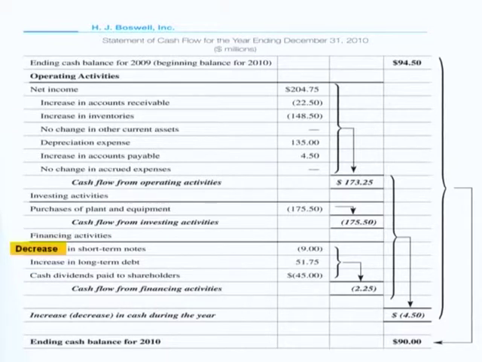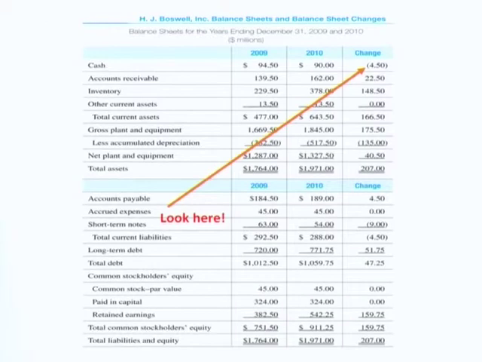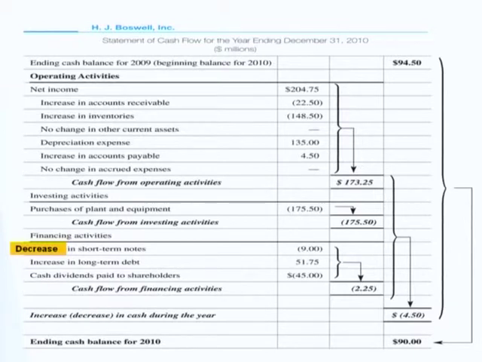So you take the three activities together and sum it up, you get the net increase or decrease in cash during the year of negative 4.5, which is the right answer. You see negative 4.5 is the change of the cash balance. So you constructed the right cash flow statement, and then you get the ending cash balance of 90.